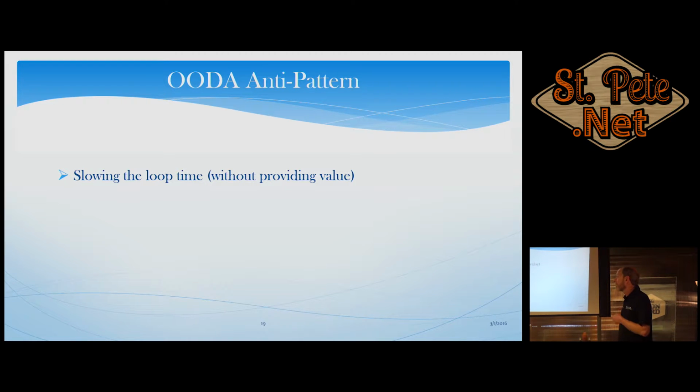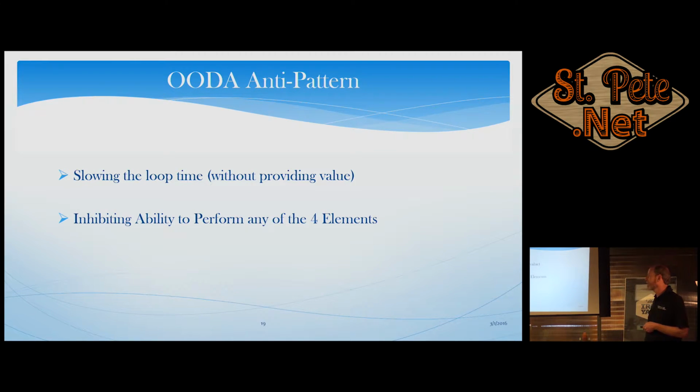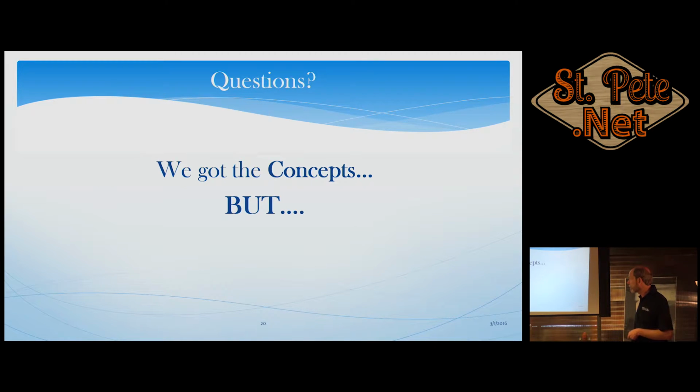Okay. Anti-patterns, slowing your loop time. Anything that slows down your loop time without providing value. If you find you're missing things, yeah, then you have to spend more time in it. You're not doing that phase right. But saying, oh, we're going to slow down, it's an anti-pattern. Inhibiting the ability to perform any of those elements. So if there's something blocking you from getting critical information, that's a problem. I mean, if you don't have the information to come in, how can you analyze it? Yeah. Any questions at this point?